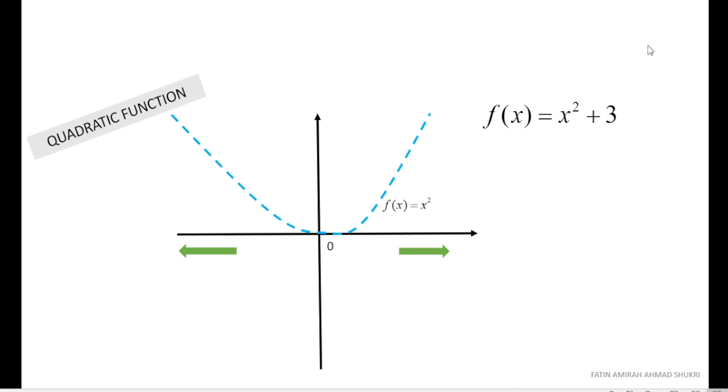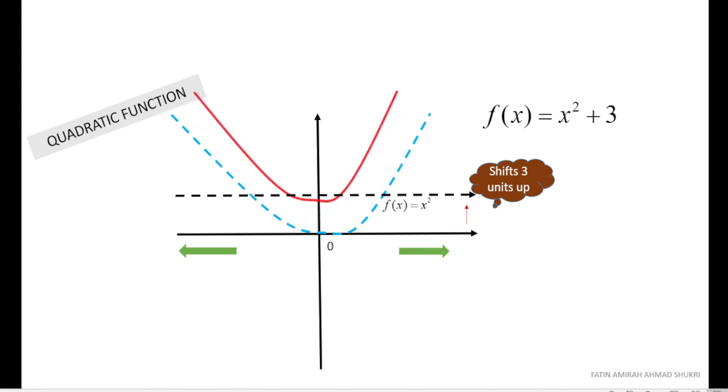It is still open up. Why? Because a is positive. Here we have plus 3, which means you have to shift the basic graph x squared. How much do we shift? 3 units up. Okay. And then we have the vertex at point (0, 3).